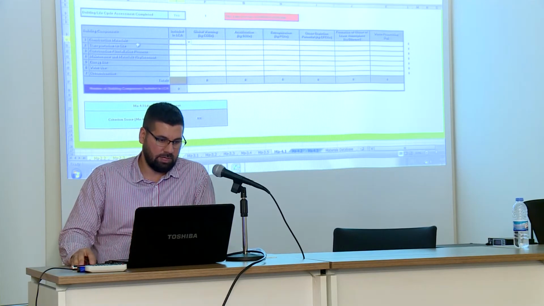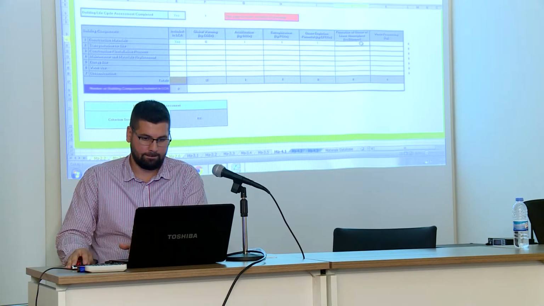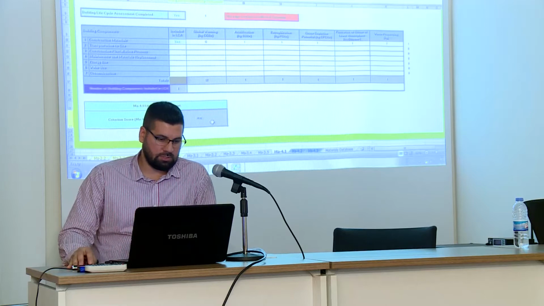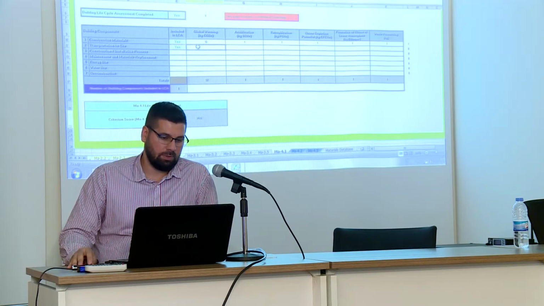For example, here we have in total 7. If we put only 1 and we fill all the data required here, the score generated is 14%, which is 1/7. Okay? And whenever we add another building stage, the score will be added 1/7.